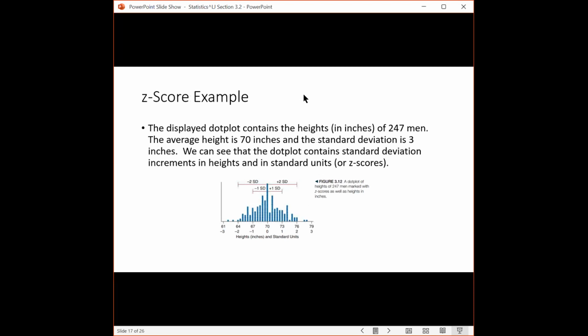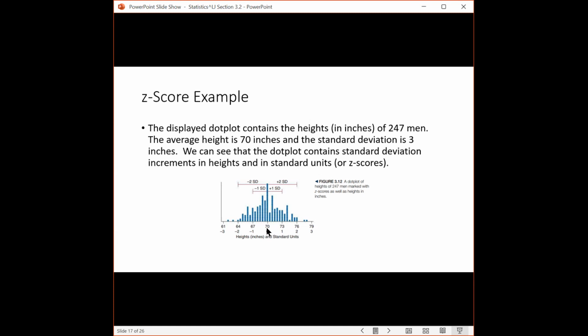Okay, so let's look at a z-score example. We've got a dot plot here. It contains heights of 247 men. The average height is 70 inches. The standard deviation is 3 inches. The dot plot contains the standard deviation increments in heights and in standard units. Okay, so let's go through those.